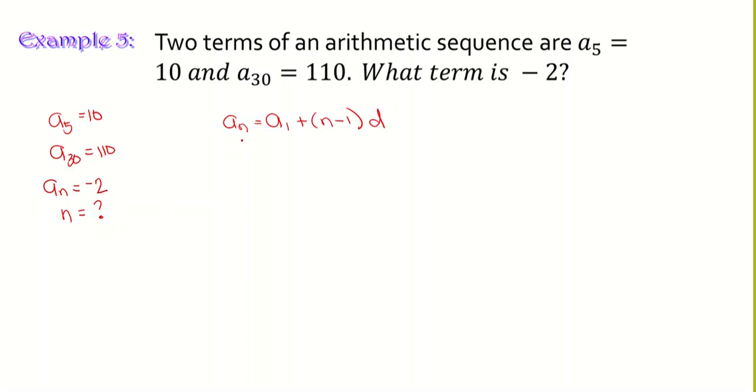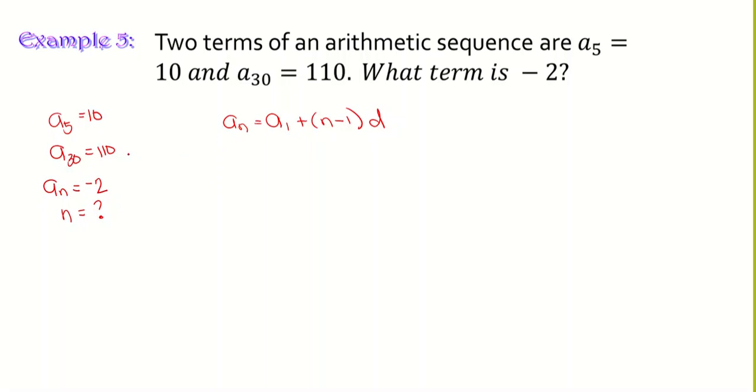So a sub n, if I place negative 2 here, I'll have n being unknown, a sub 1 being unknown, and d as unknown. So that will be 3 unknowns in one equation. We don't know yet how to solve that. So we will try to have just 2 unknowns, or if possible 1, because if it's 2 unknowns, you will go to the elimination method. But if it's only 1, then you can solve it by a simple equation.